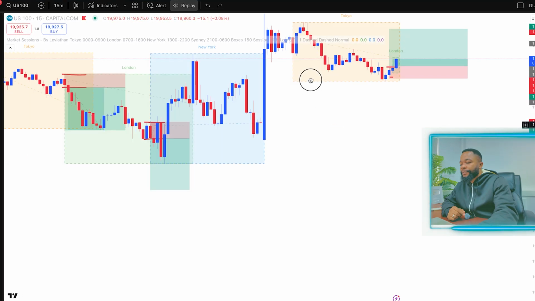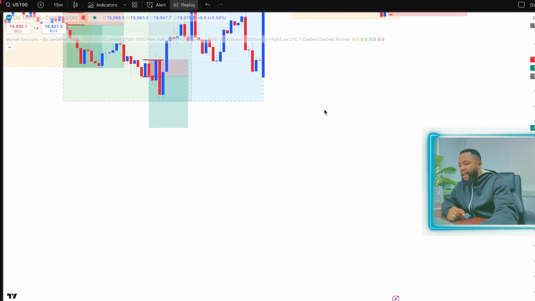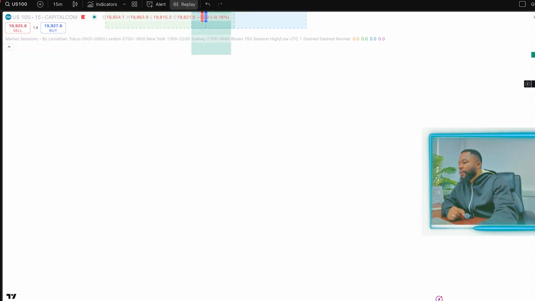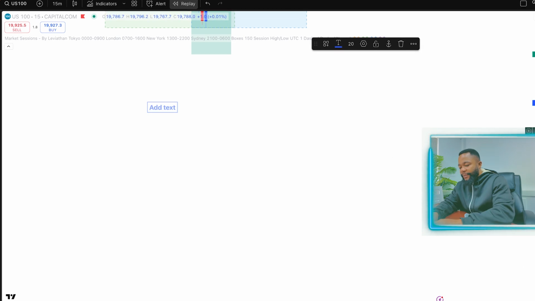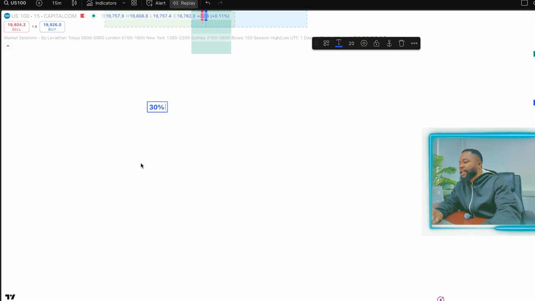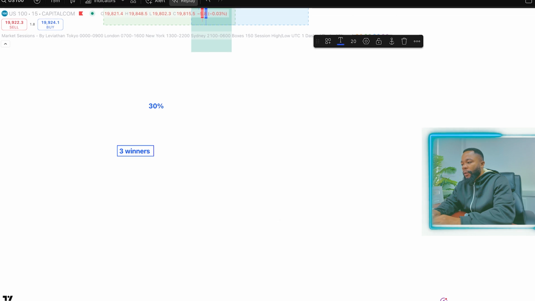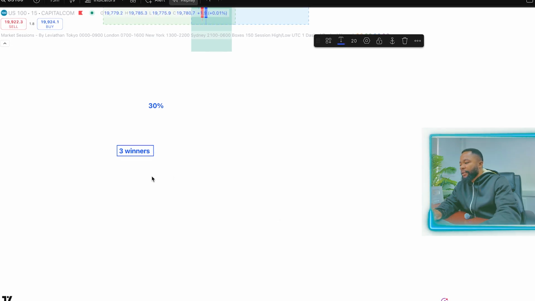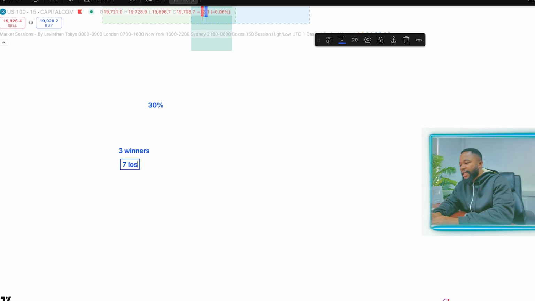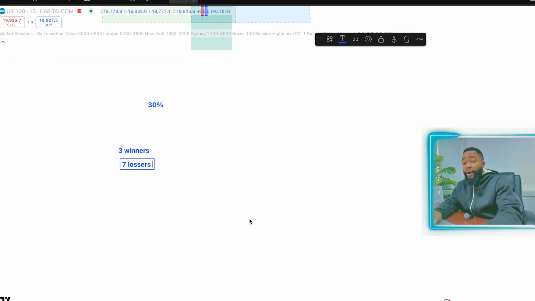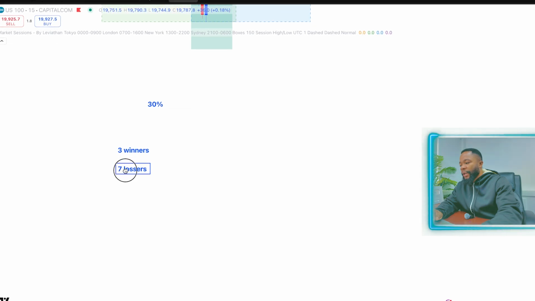Let's do some math to round up, guys. Let's just say our strategy has a win rate of 30%. This particular strategy, right? And we have a sample of 10 trades. Meaning, out of 10 trades, we're going to have just 3 winners, and we're going to have a total of 7 losers. That's the meaning of having a win rate of 30%.